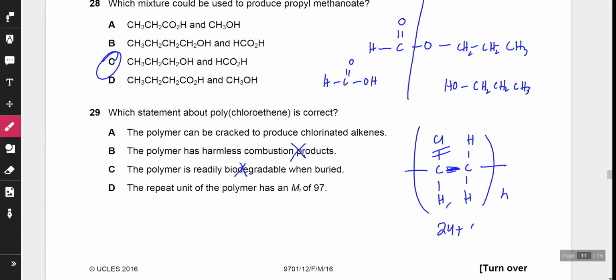Plus there's 1 Cl, which is 35.5. Plus there are 3 hydrogens. That's no way close to 37. So the first one looks correct, that you can break this polymer, this long chain, and you're going to get alkenes which contain chlorine because there is already chlorine in the chain. So the first one is your right answer.